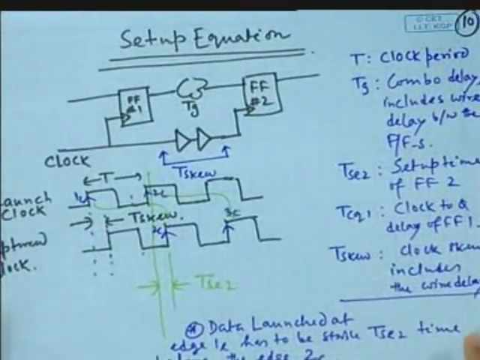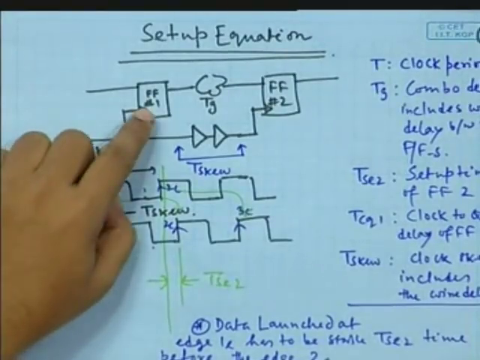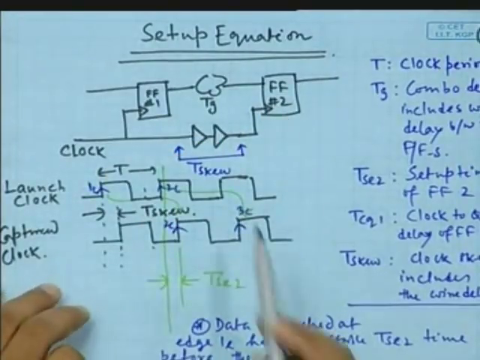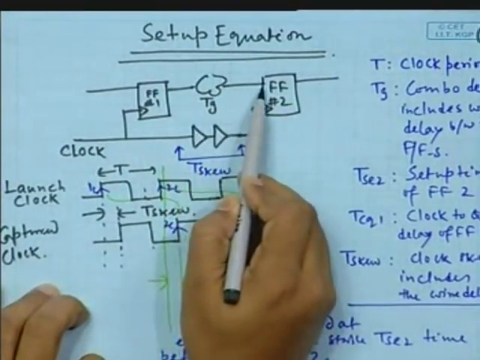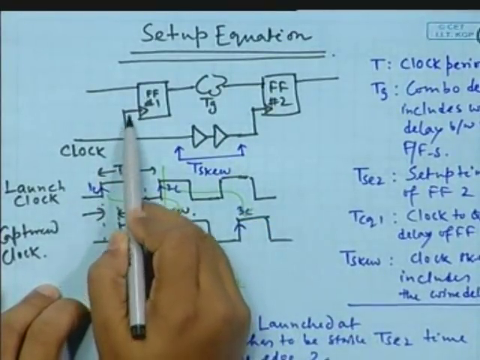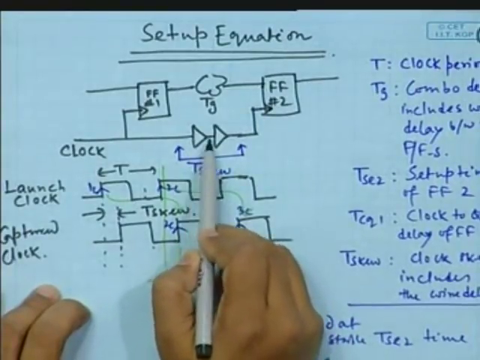Okay, so I will try to calculate the setup equation. In this slide, say there is a flip-flop 1, there is a flip-flop 2, and there is a combinational block. There is a clock, the same clock you assume, going here and going here also. And there are some buffers.